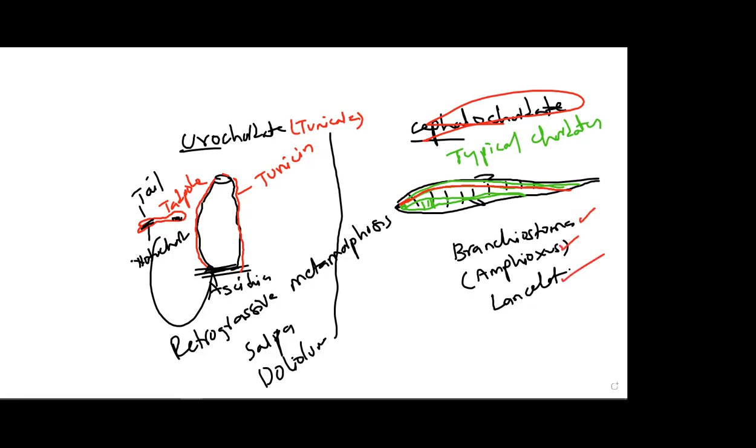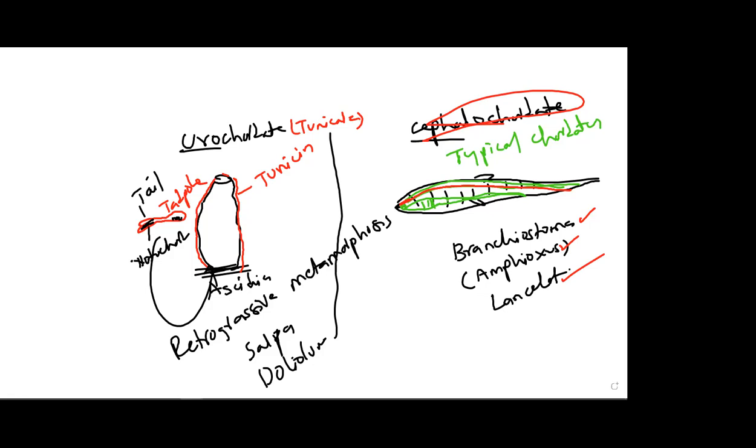A simple similarity: protochordates are completely marine. Differences: notochord is found only in the tail of the larva, or notochord extends up to the head, so Urochordata and Cephalochordata. That's all. Okay? Simple differences.